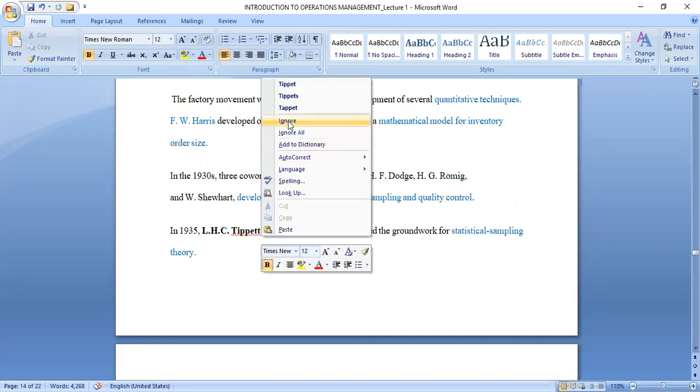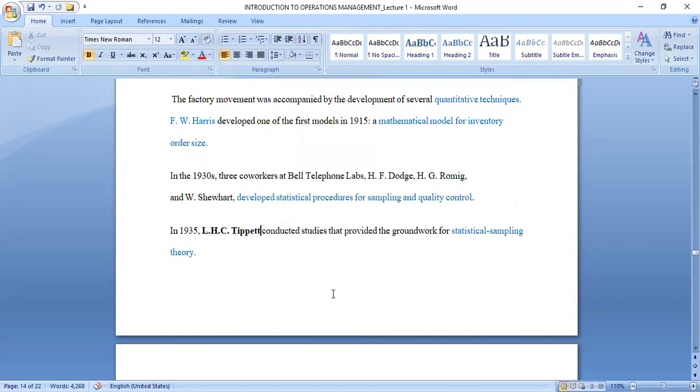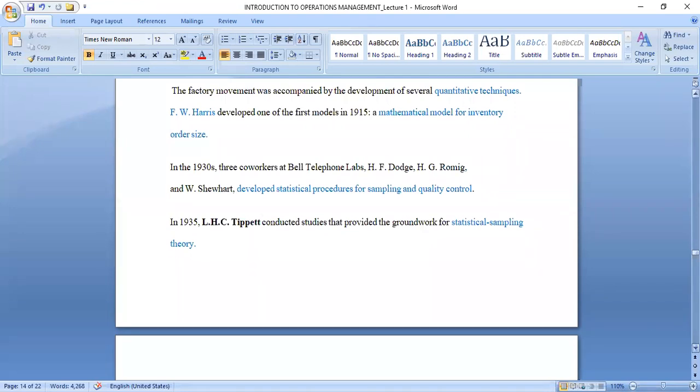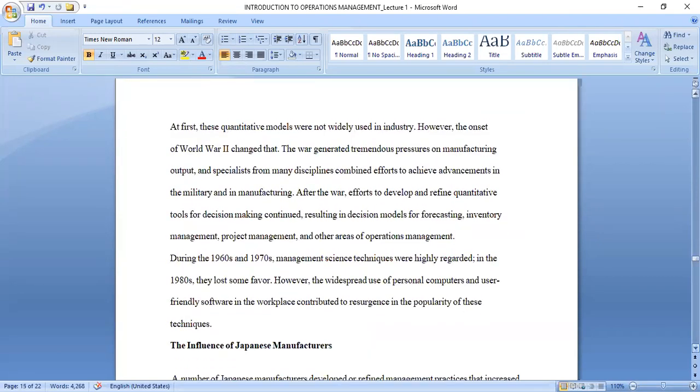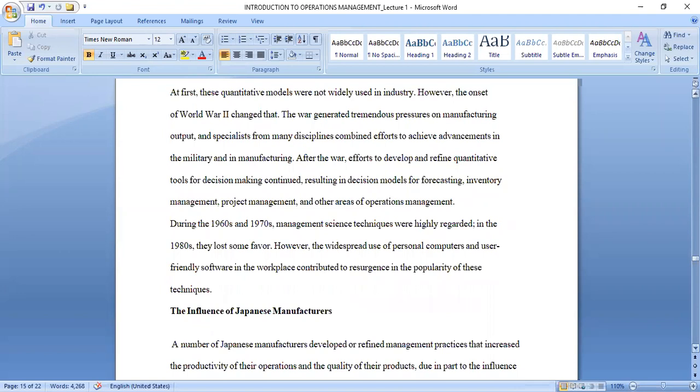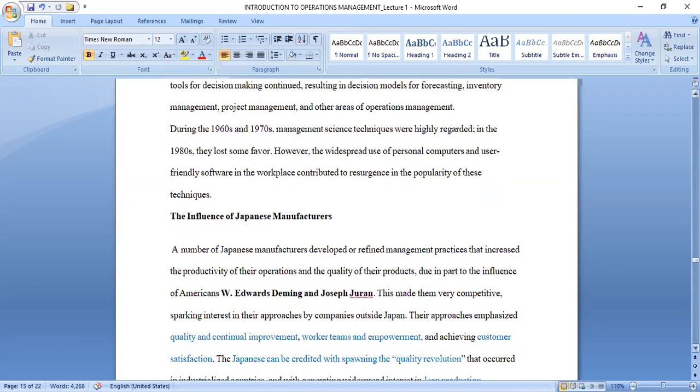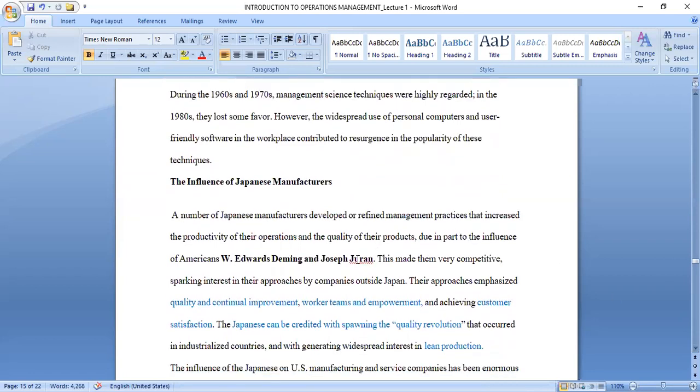And then we had also another personality under decision models and management science by the name of L.H.C. Tippett. For him, he conducted studies that gave rise to the groundwork for the statistical sampling theory. So the decision models and management science were basically mathematical, statistical, or quantitative models that aimed at controlling quality, controlling inventory. Are we together? And sampling, right?